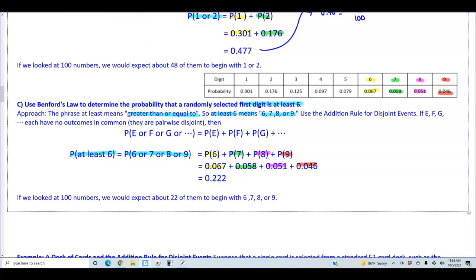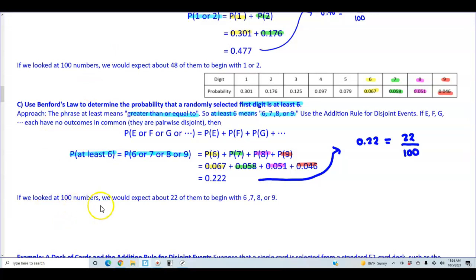0.222. So if we round that to 0.22, that means the same thing as 22 over 100. So again, we would say that if we looked at 100 numbers, we would expect about 22 of them to begin with a 6, 7, 8, or 9.